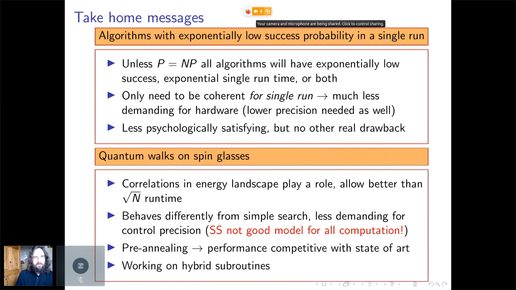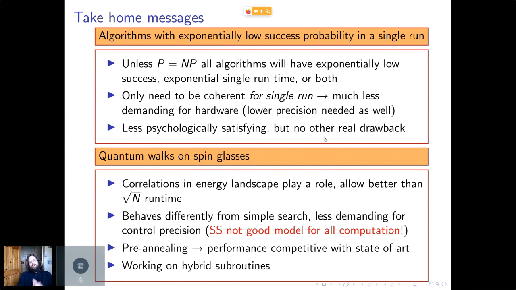Take-home messages, at least from the technical parts of the talk. Unless P equals NP, all algorithms will either have exponentially low success probability, exponential single runtime, or potentially you could have a really bad one that has both. Nothing prevents that. You only need to remain coherent, though, for a single run. So it's less demanding for hardware. You actually probably need lower precision, which is something that we talked about earlier in the talk.